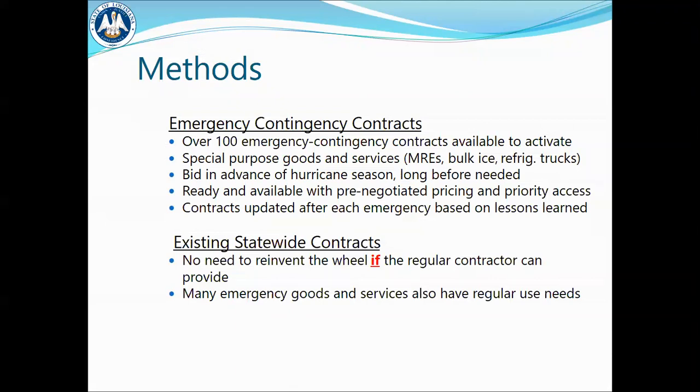Almost all of our contracts are bid for a 1-year term with an option to renew for 2 additional years. So you can kind of ballpark when that commodity will be coming up for bid again. I would recommend doing so and kind of putting it on your calendar and keeping an eye on it. Because we do this, like I said, in advance, because this is the thing we want to lock in. These are ready and available with pre-negotiated pricing and priority access.